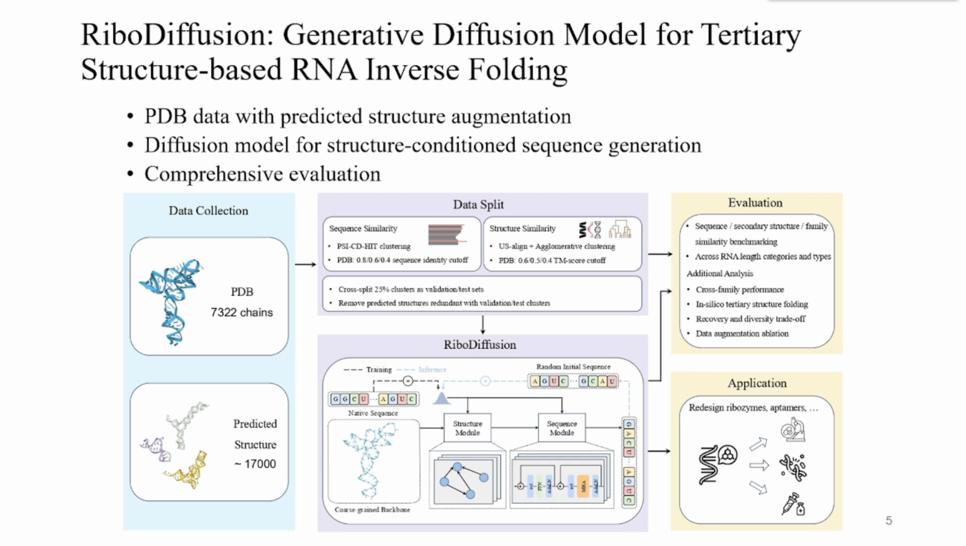Then, we also comprehensively evaluated the results of RiboDiffusion. We make a benchmarking related to sequence, secondary structure, and family similarity and analyze it across different RNA length categories and RNA types. We also explore cross-family performance, in silico folding validation, trade-off analysis, and a data augmentation ablation study.